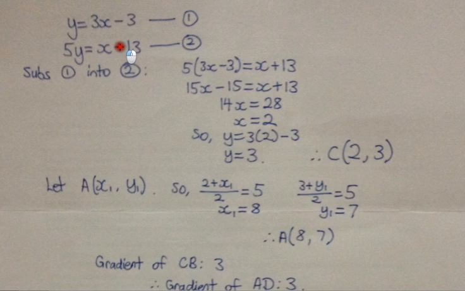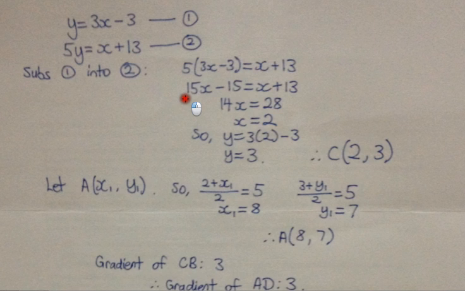Now, the first thing I want to find is the coordinates of C. Solving these two lines simultaneously will give me the coordinates of C, because they intersect one another at point C. Substituting equation 1 into 2, I will get 14x equals 28, so x equals 2. So y will be equal to 3 multiplied by 2 minus 3, which is equal to 3. So the coordinates of C are (2, 3).